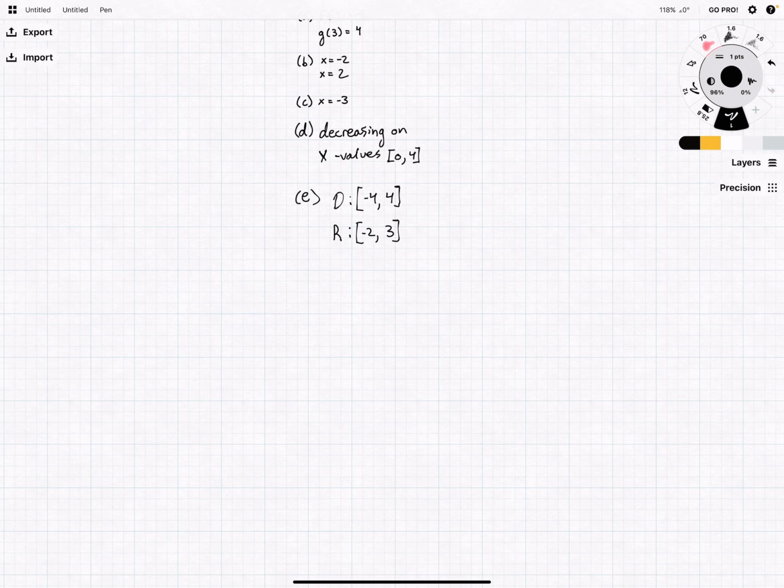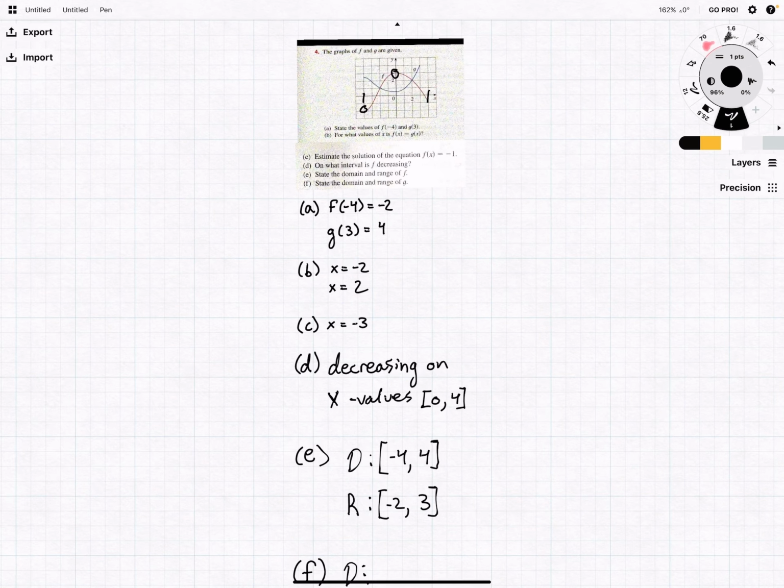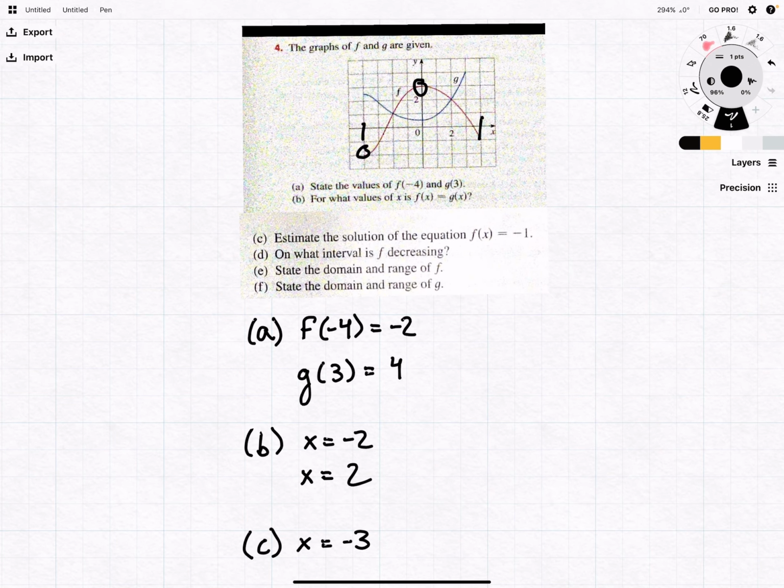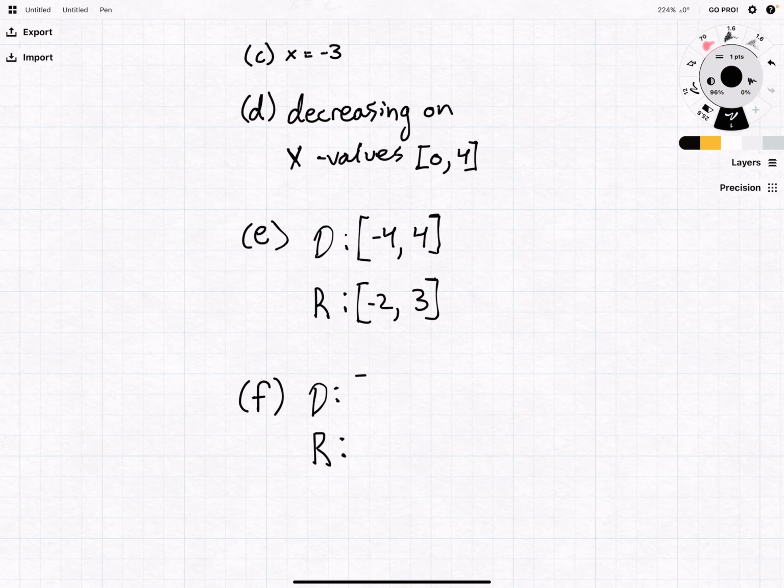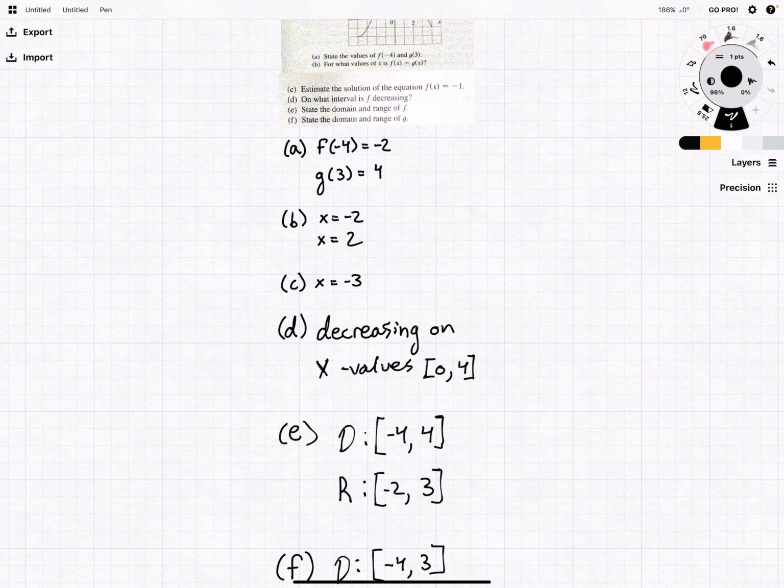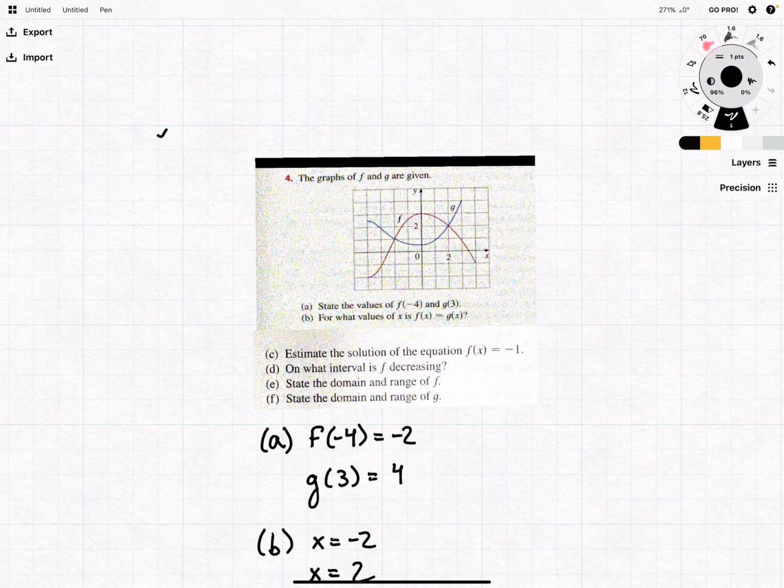And lastly, for part F, it's another domain and range, but this time it's for the function g. G's domain is almost the same, but we see it ends 1 unit earlier. The domain of G is from -4 to +3. So domain, -4, 3.